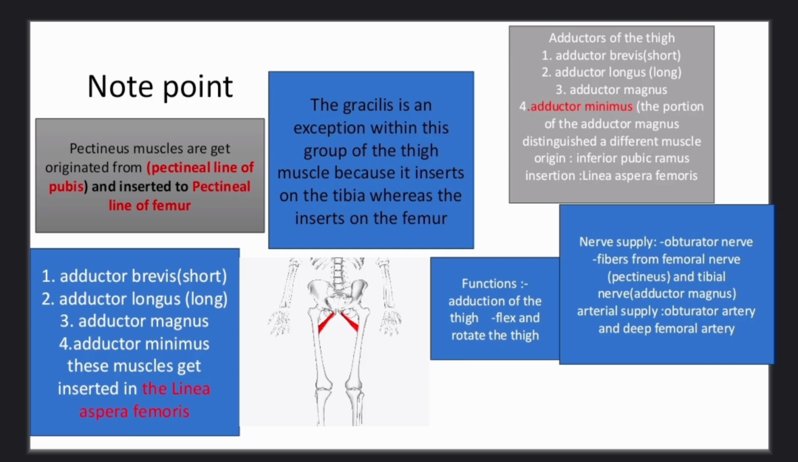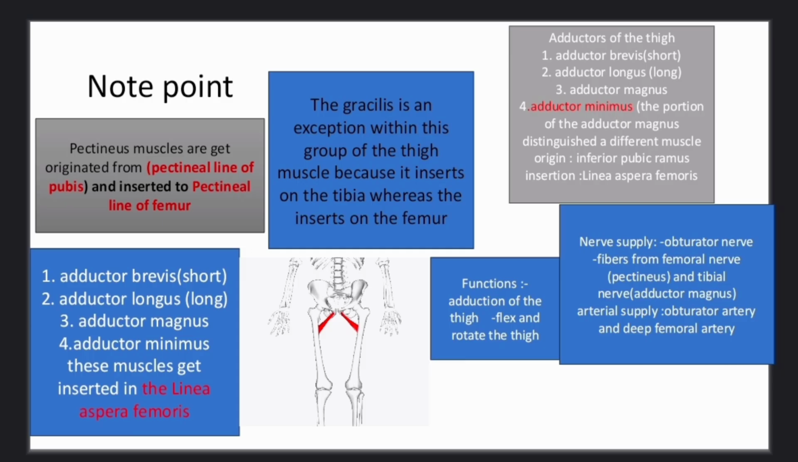Next, second point is adductor brevis and adductor longus. The names themselves help you remember. Brevis means short muscle and longus means long muscle. So therefore adductor brevis is the shorter muscle of the medial compartment of the thigh, and adductor longus is the longer muscle of the medial compartment of the thigh.